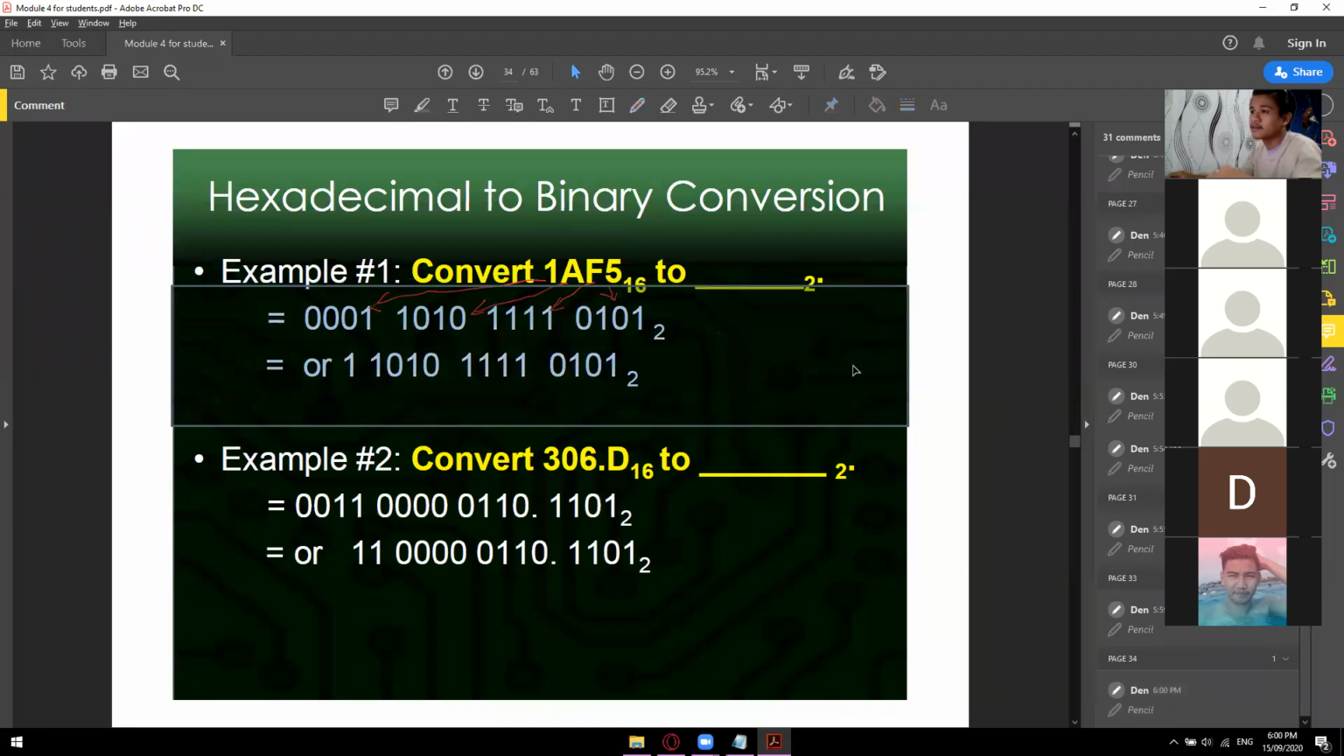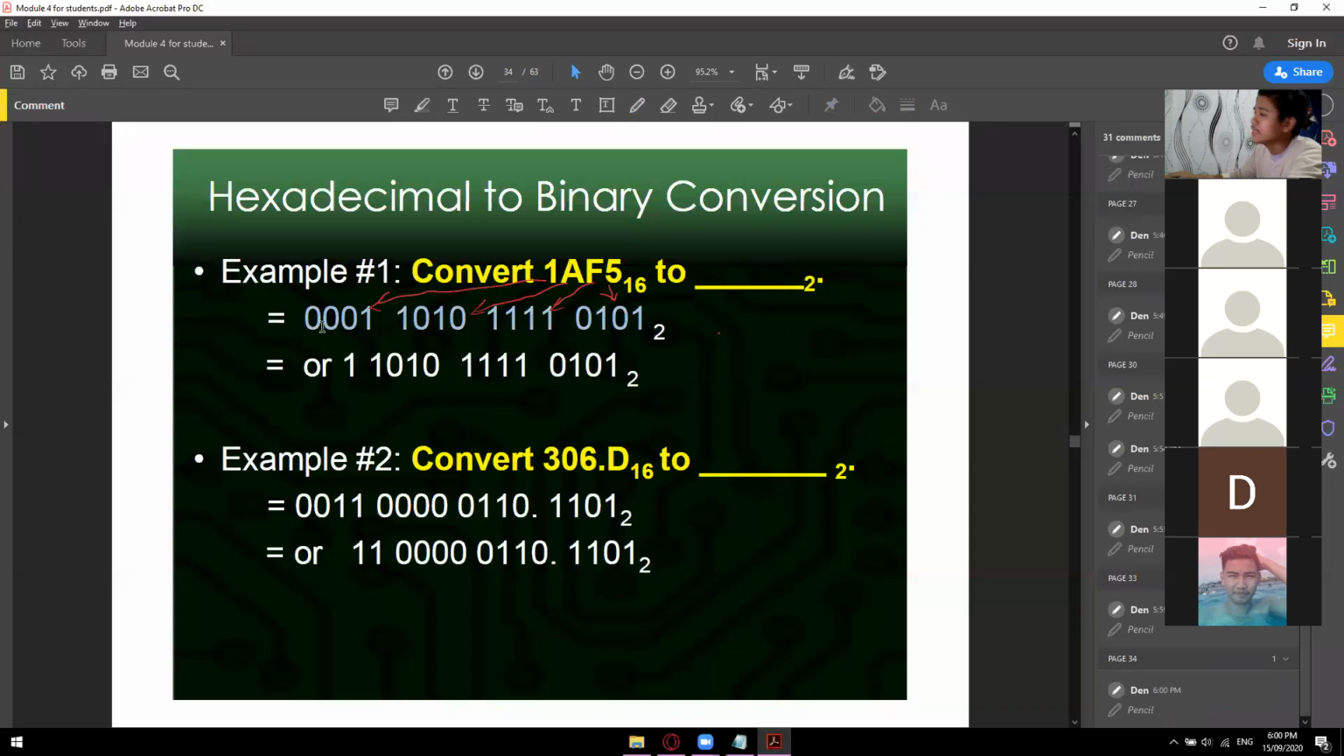Okay? So, I hope that one is clear. So, check natin. So, kapag 1, of course, 0, 0, 0, 1. Kapag A, which is 10, so we need 8 and then 2. So, 8 and then 2. And then the rest are 0. If it's F, then activate everything. 1, 1, 1, 1. If it's 5, we need 4 and 1. So, 4 plus 1 is 5.